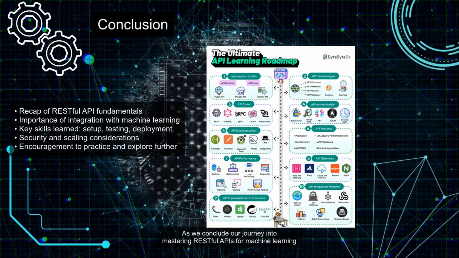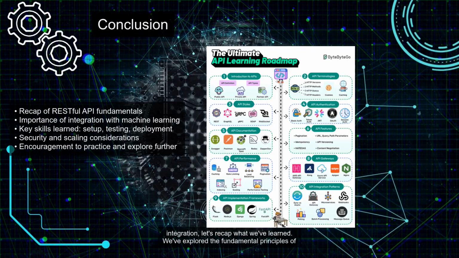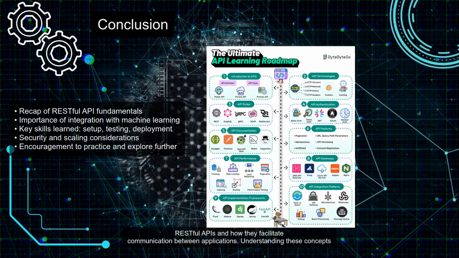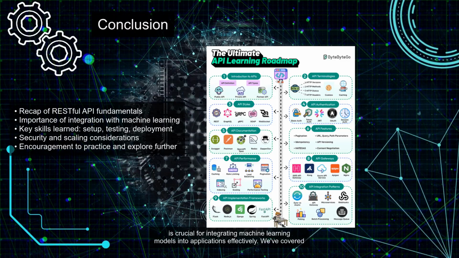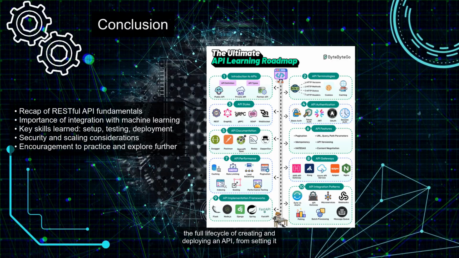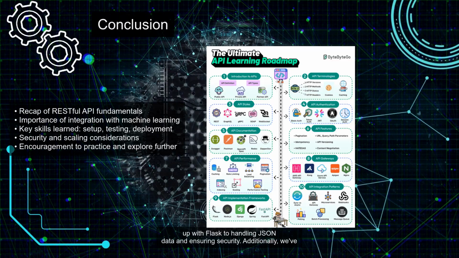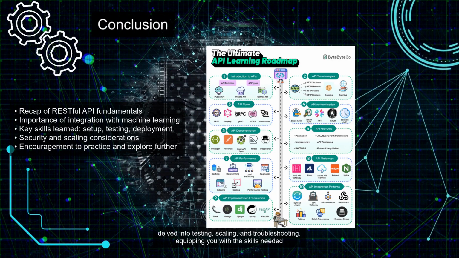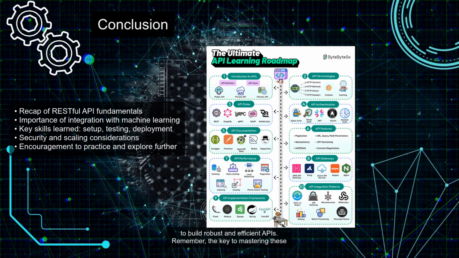As we conclude our journey into mastering RESTful APIs for machine learning integration, let's recap what we've learned. We've explored the fundamental principles of RESTful APIs and how they facilitate communication between applications. Understanding these concepts is crucial for integrating machine learning models into applications effectively. We've covered the full life cycle of creating and deploying an API, from setting it up with Flask to handling JSON data and ensuring security. Additionally, we've delved into testing, scaling, and troubleshooting, equipping you with the skills needed to build robust and efficient APIs.